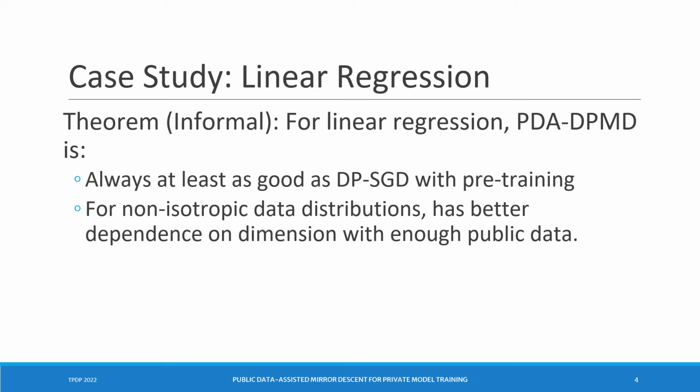So for our theoretical results, we focus on linear regression, and what we're able to show is that our algorithm is always at least as good as DP-SGD with pre-training, but in some non-isotropic settings, it can actually get a better dependence on the dimension than DP-SGD.